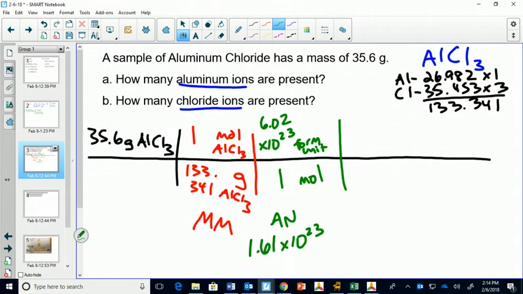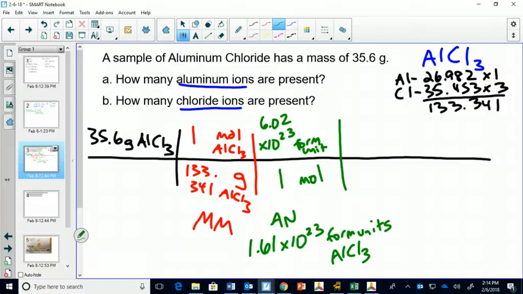Okay, so 1.61 times 10 to the 21 formula units, and again, this is AlCl3. Are we cool? And again, this is nothing different than what we've done in the past, right? Where we've gone from grams, in this case, to particles. Are we good? Here's the one new piece.